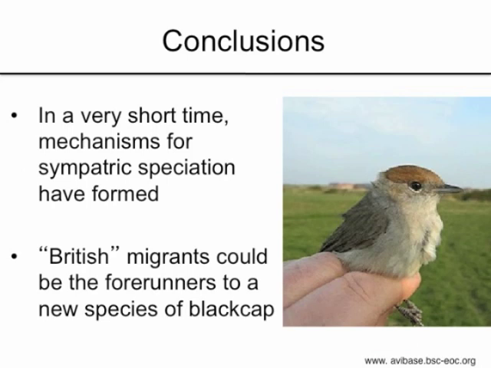So in conclusion, what we've seen is that in a very, very short time, just since the 1960s, we've seen mechanisms for sympatric speciation form. British migrants could be the forerunners to a new species of blackcaps.